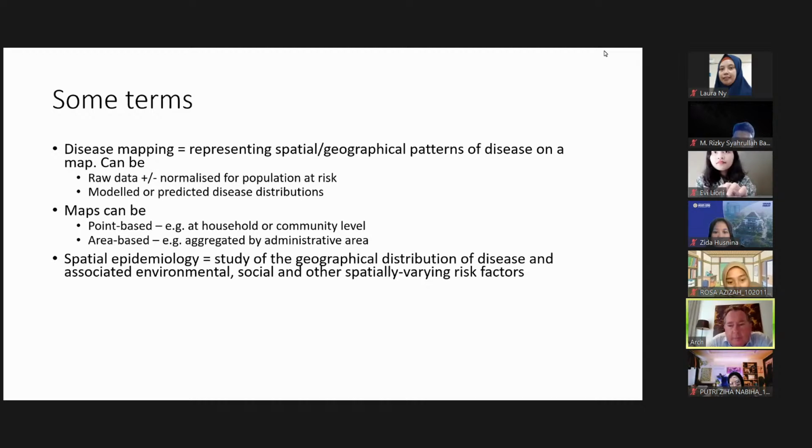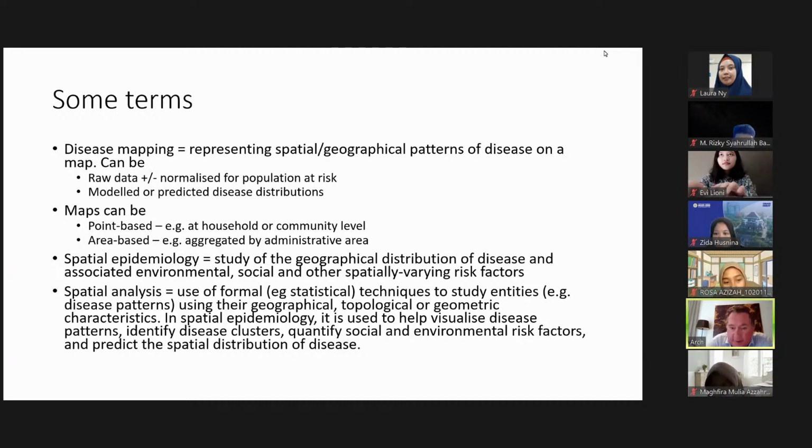Another term that's important for you to understand is the term spatial epidemiology. Many of you have studied epidemiology, and you know that epidemiology is the science or the study of the distribution of diseases in populations. So spatial epidemiology is a sub-branch of epidemiology, and it's focusing on studying the geographical distribution of disease and its association with environmental, social, and other spatially varying risk factors. Okay, so it's an area of epidemiology. It uses many of the same techniques, but the thing that really differentiates it is the focus on location or geography.